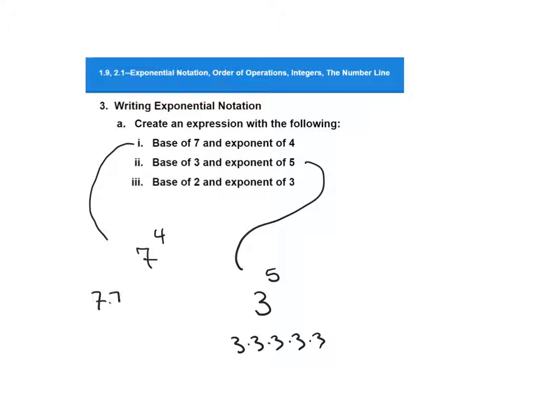This in expanded form just means 7 multiplied 4 times, 3 multiplied 5 times. And the last one, base of 2 raised to the third power, which means 2 times 2 times 2 in expanded form.